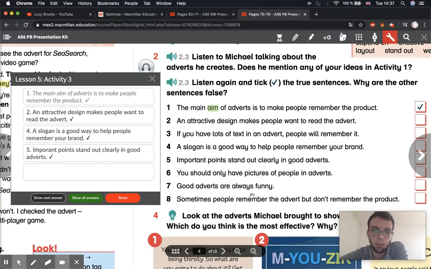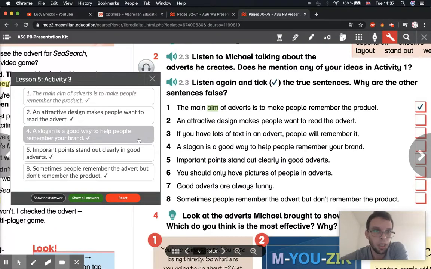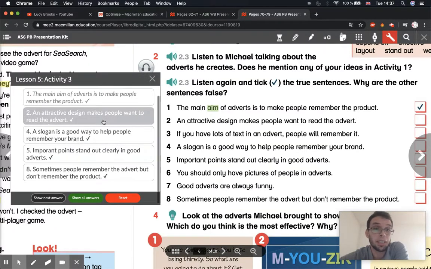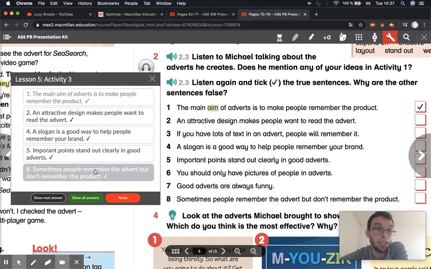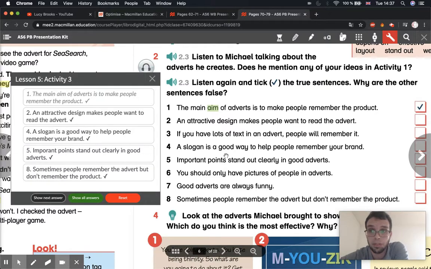Good adverts are always funny. Again, not always, because it depends on the product, right? Some products are more serious. And then the last one, sometimes people remember the advert but don't remember the product, right? That one is true. If you remember, he said if the advert is too funny, that's when people remember the advert but not the product. So you should have ticked sentences 2, 4, 5, and 8.